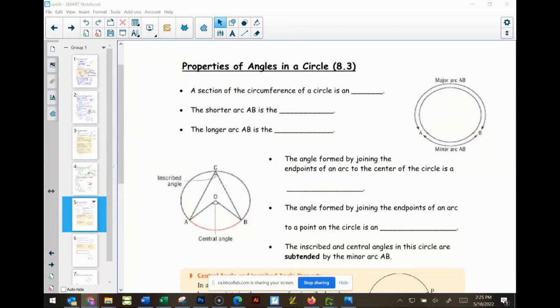A section of the circumference of a circle is an arc. So an arc can be any length. It could be half the circle, which we would call a semicircle. It can be a portion of the circle. It could be 3/4 of a circle. Those all represent arcs on a circle. So it's basically just a rounded line is all an arc is.